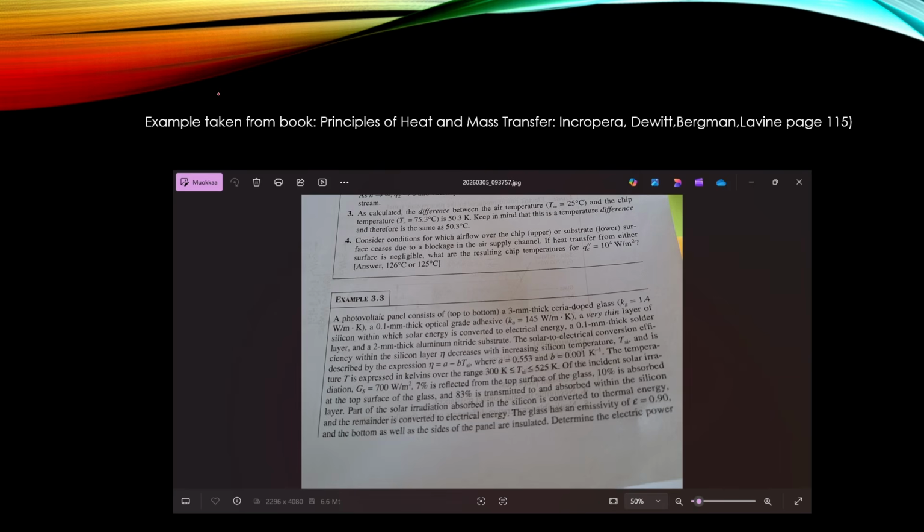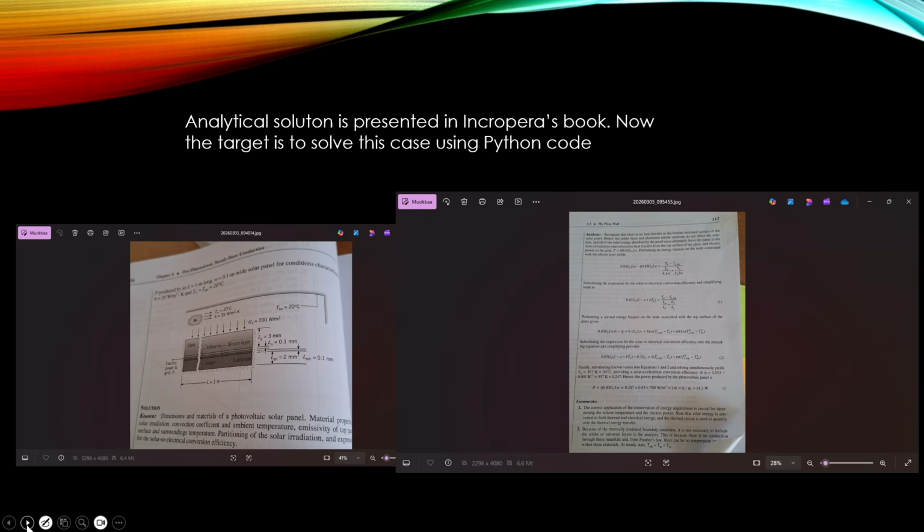I copied this example from a book. The book was this well-known Incropera's Principles of Heat and Mass Transfer. Here we see the detailed description of that problem. If you have this book, you can find out this analytical solution. But now our target is to solve this case using a Python code.